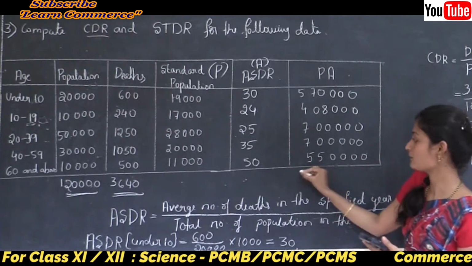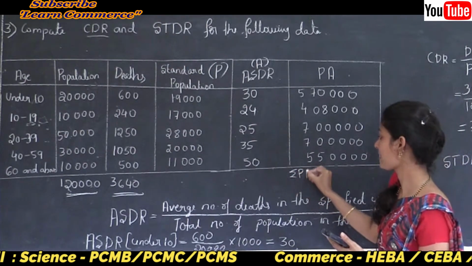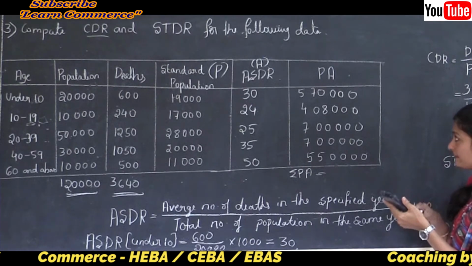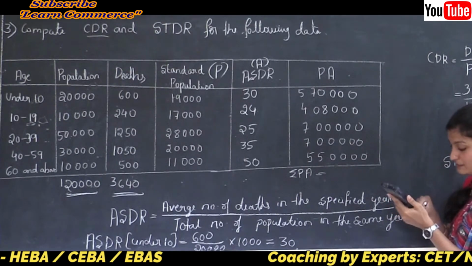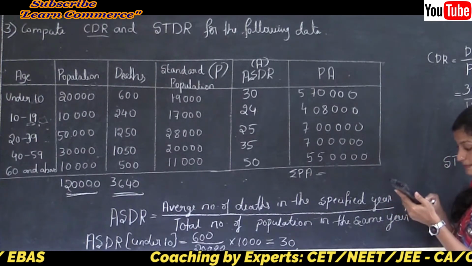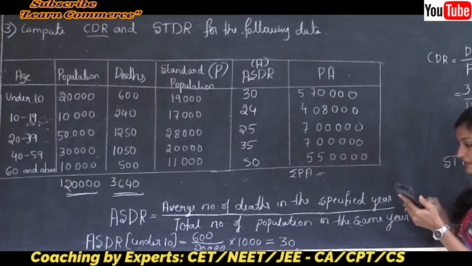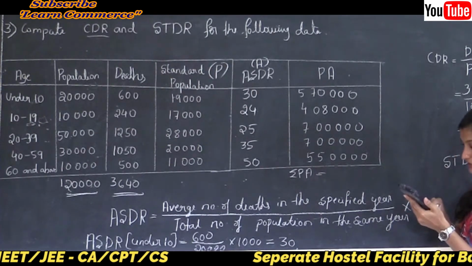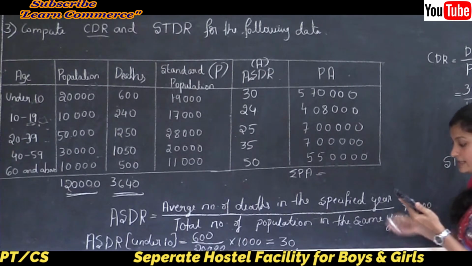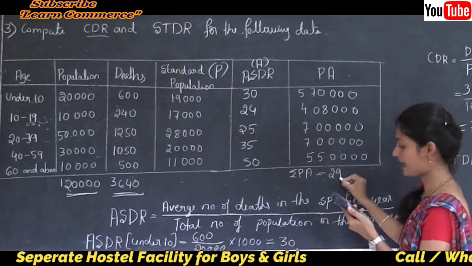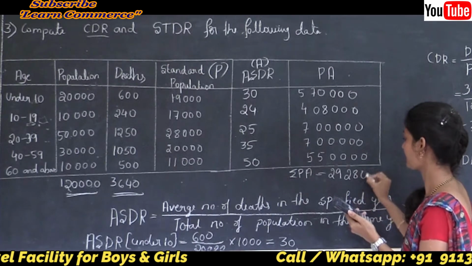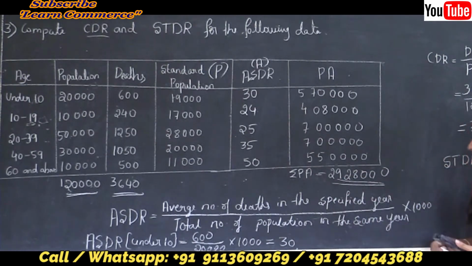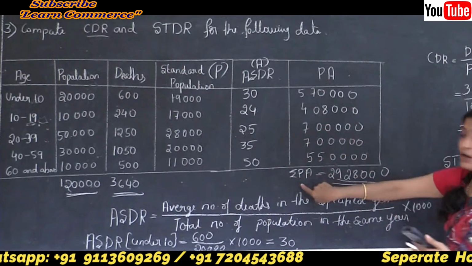Now we need to calculate sum of PA. This is equal to 5,70,000 plus 4,08,000 plus 7 lakh plus 7 lakh plus 5,50,000, that is 29,28,000. Yes. Okay, here we got sum of PA.